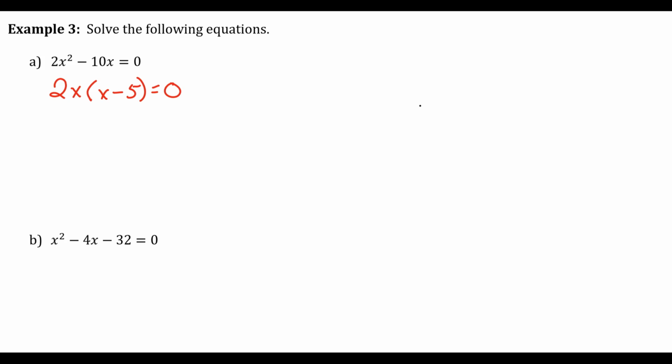Now notice I've got one x out here, one x in here. There's nothing else I have to factor. So what I'm going to do is set this factor, 2x, equal to 0. And then I'm going to set this other factor, x minus 5, also equal to 0. And I'm going to solve each one of them individually.